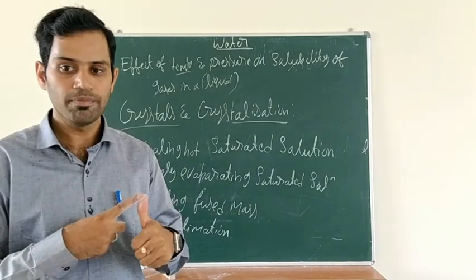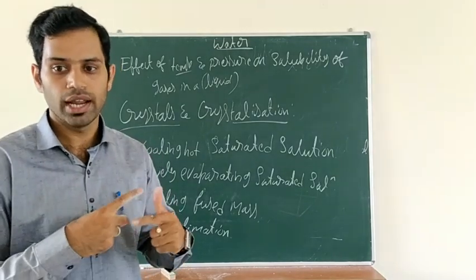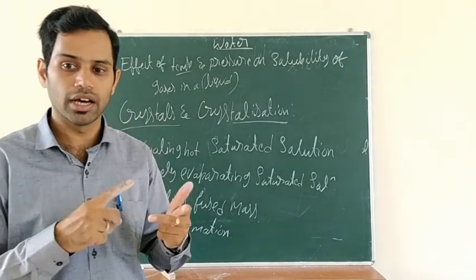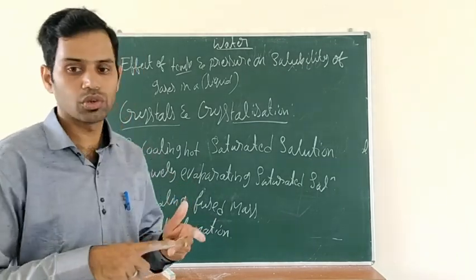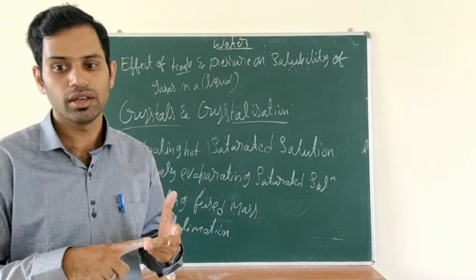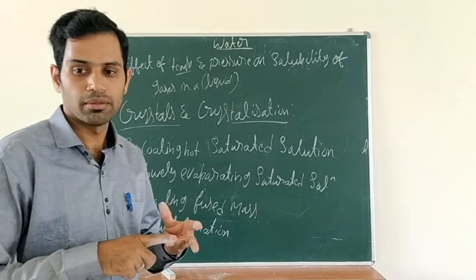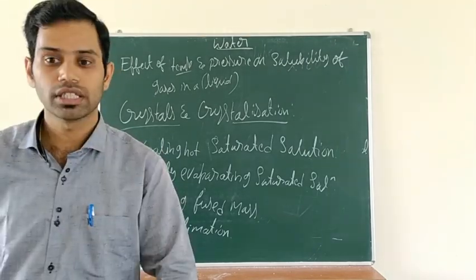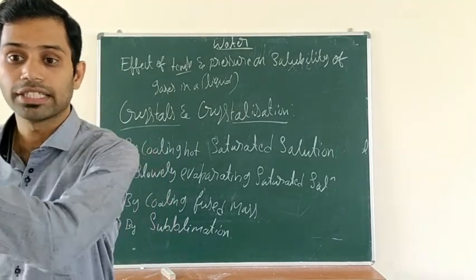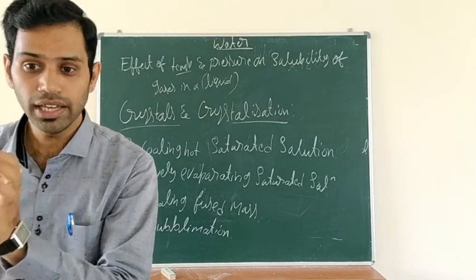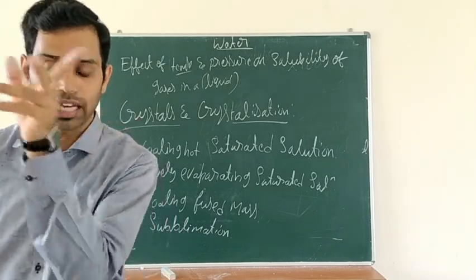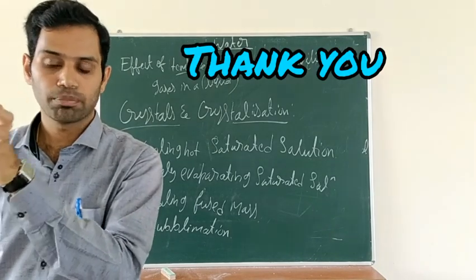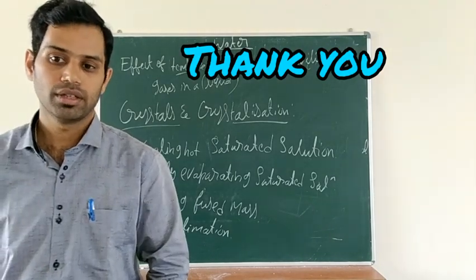So the first method is by cooling the saturated solution, the second is by slowly evaporating the saturated solution, the third is by cooling the fused mass, and the fourth is by sublimation. What is sublimation? It is the process in which a solid is directly converted into the gaseous state without changing into a liquid. That process is called sublimation.